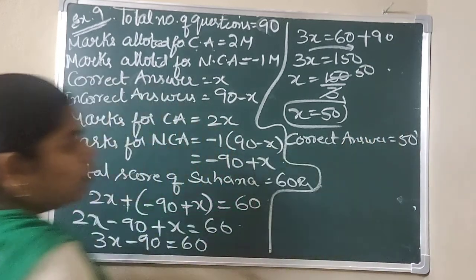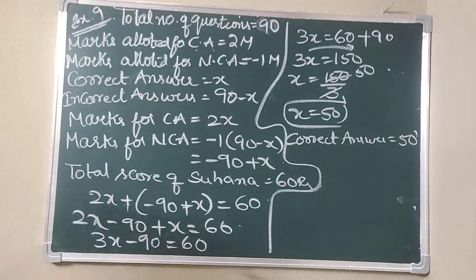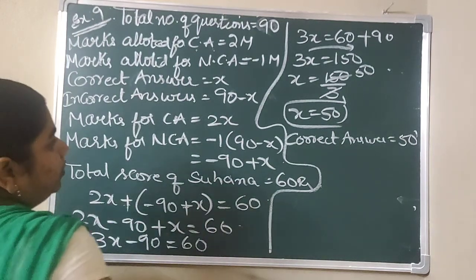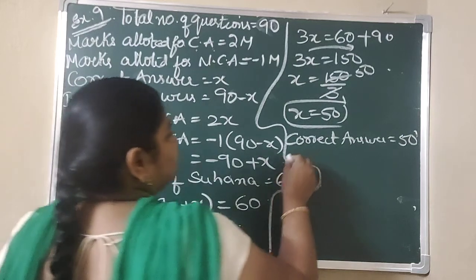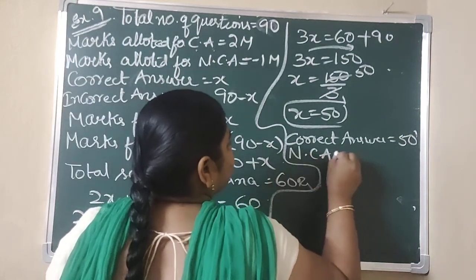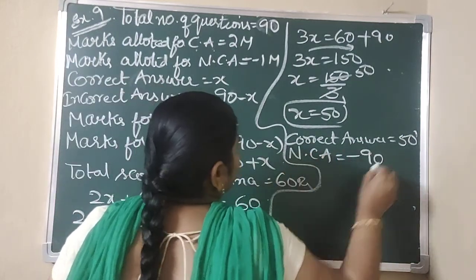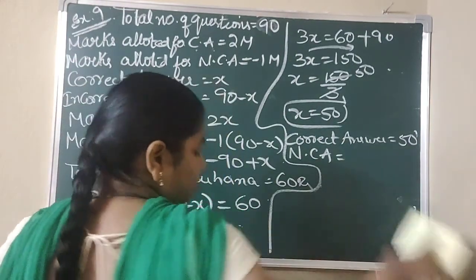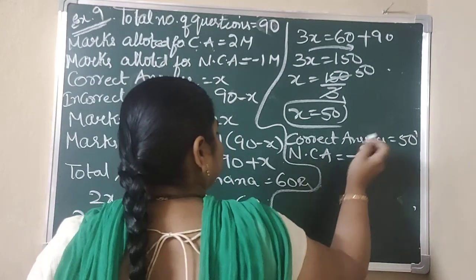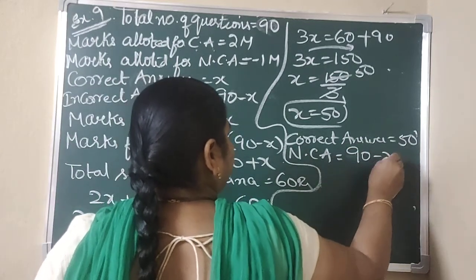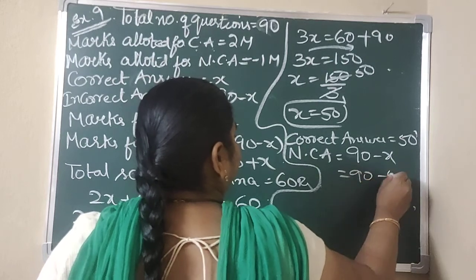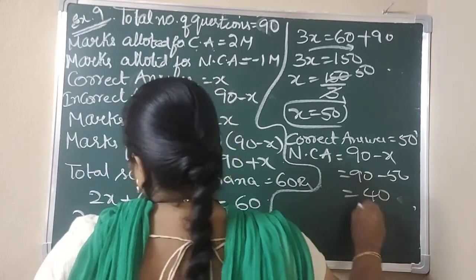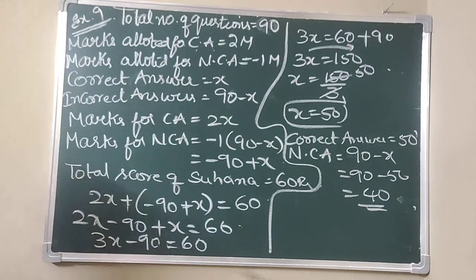Now we have to find how many incorrect answers she wrote. So how many did she write incorrectly? It will be 90 minus x. So incorrect answers is equal to 90 minus x. So 90 minus 50, that will be equal to how much? 40. So the number of incorrect answers is 40 and correct answers she wrote is 50.